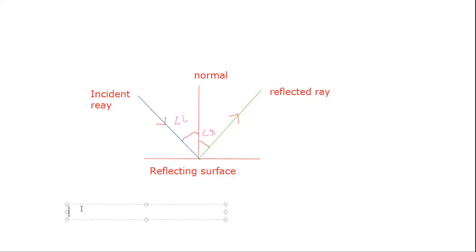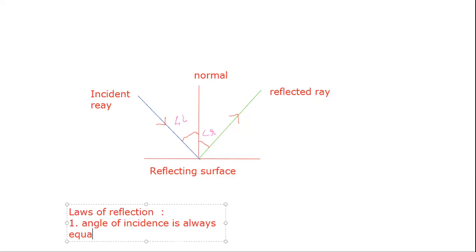Now, in this chapter, we will study the laws of reflection, which is very important. The first one is: angle of incidence is always equal to angle of reflection. Angle of incidence is always equal to angle of reflection.